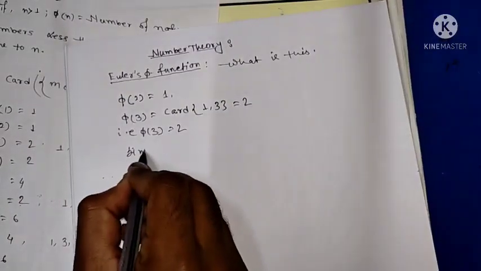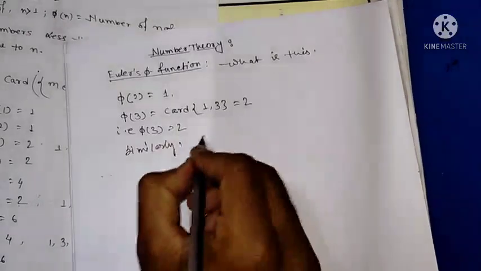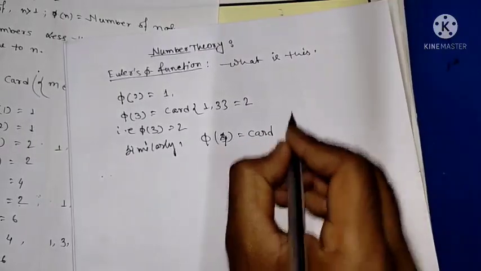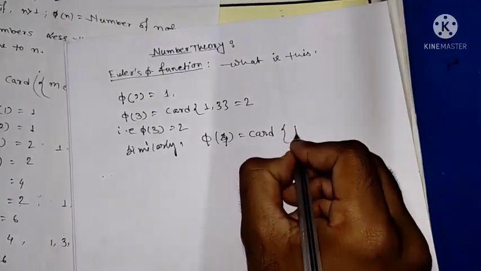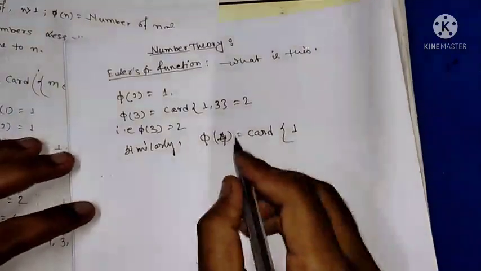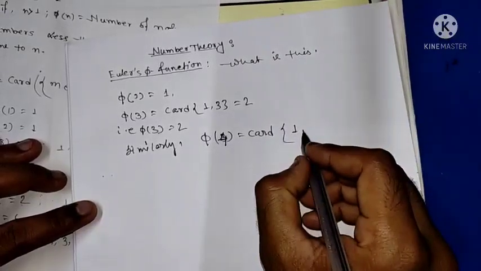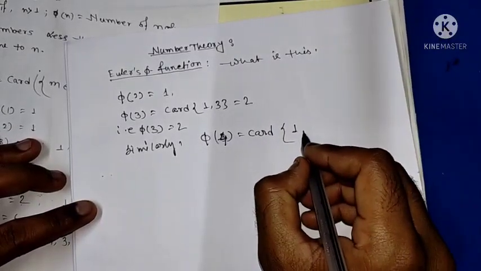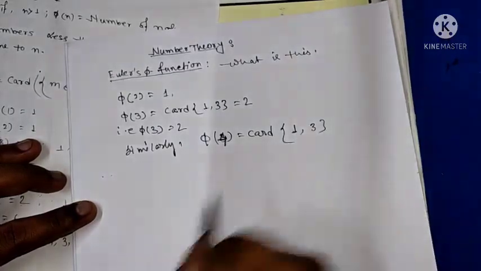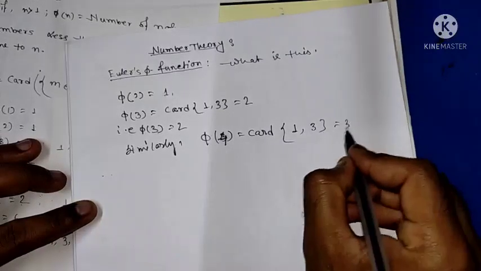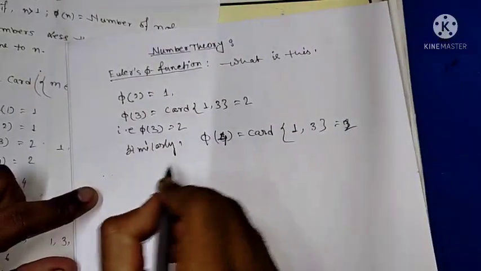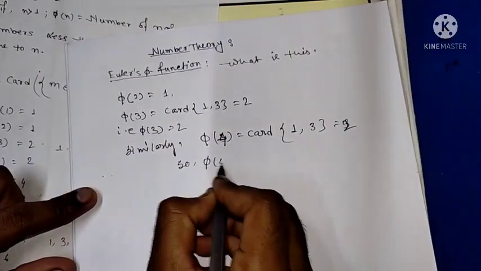Similarly, phi of 4 is equal to the cardinality of the set of elements which are less than 4 and co-prime with 4. Here the numbers which are less than 4 and co-prime with 4 are 1 and 3. Therefore the cardinality of this set is 2. Cardinality means the number of elements of that set. Okay, so phi of 4 is equal to 2.